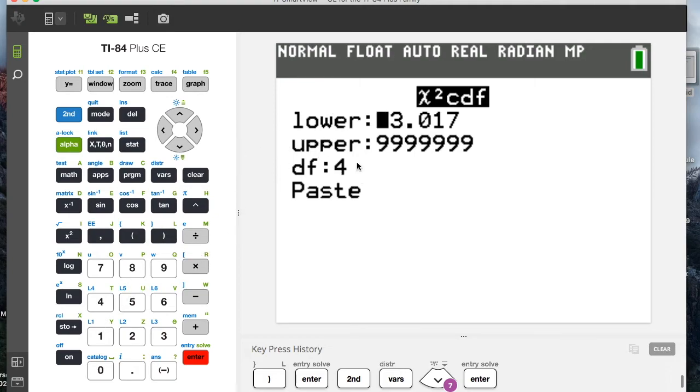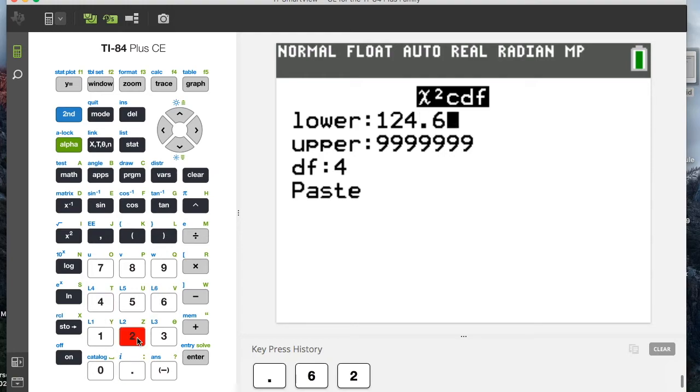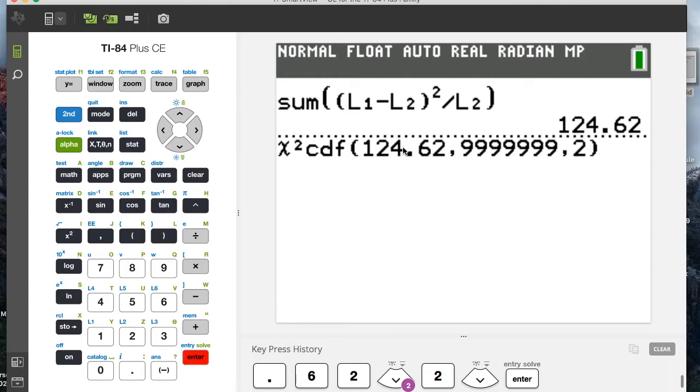Now this is a newer calculator. The older calculators, you might just have to write it out with commas in between, which I'll show you how that looks in 1 second. So I'm going to first plug in my numbers. 124.62. Some just obnoxiously big number. Okay, so just 99999 would be fine. Our degrees of freedom was 2. And it's asking me to paste. And this is what it would look like. This would show up right away on some of the older calculators. You just need to type it in as your lower limit is our test statistic, comma, obnoxiously big number, comma, and then degrees of freedom.